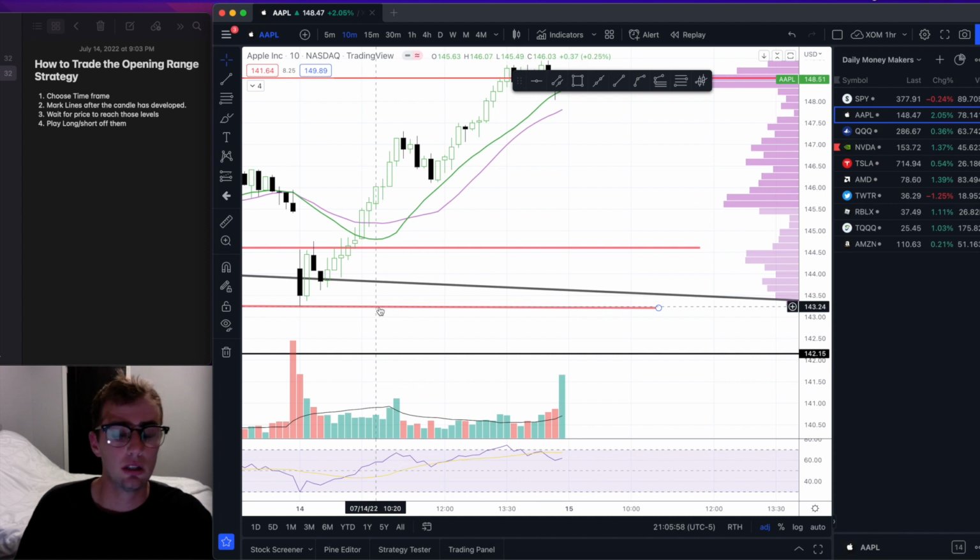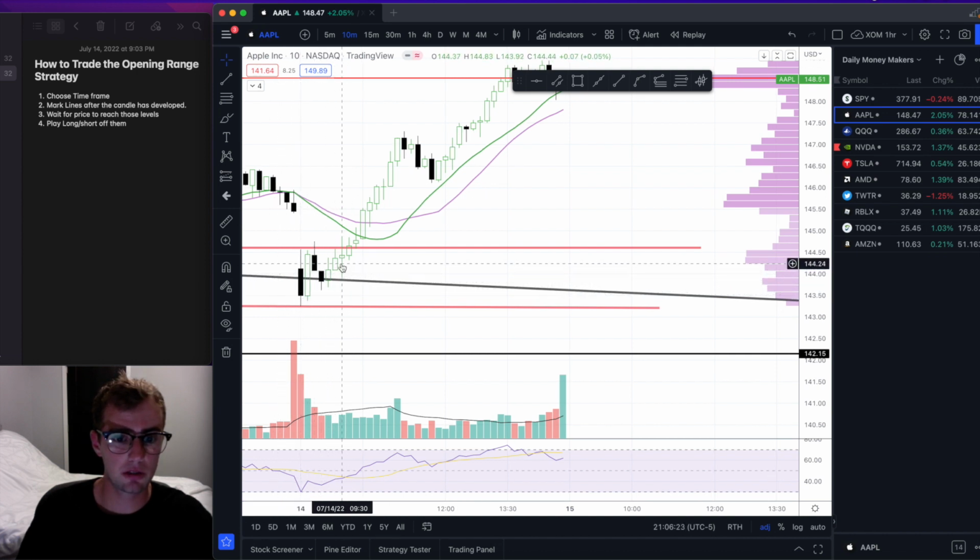So the next thing you do, step 3, would be to wait for price action to reach these levels, okay? And it is worth noting that these levels are never going to be exact. There will be fake outs, much like this one here or this one here, which are basically liquidity grabs. And then you'll play long or short off these levels, right? So it's a good example of how you play this. This is a tougher one to play, but I'm going to be looking.